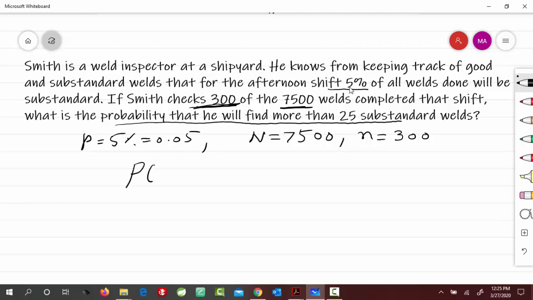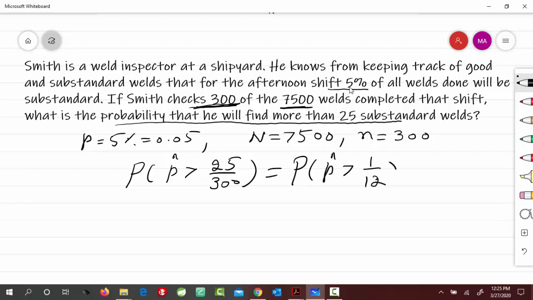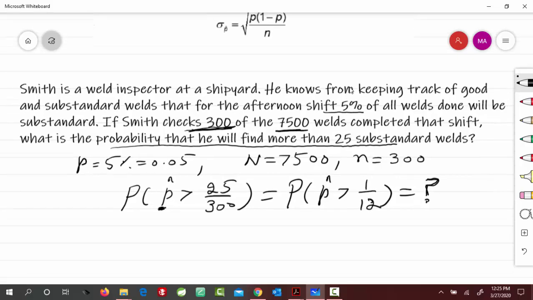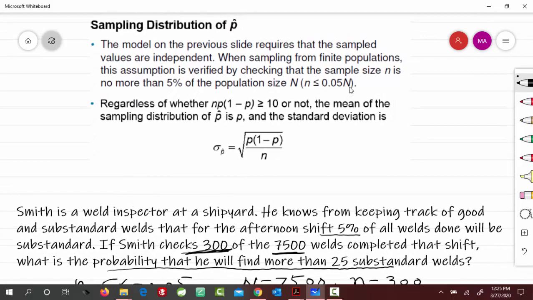So the probability that the sample proportion p hat is greater than 25 out of these 300, which is the same as the probability that p hat is greater than 1/12. So this is the probability that we have to find. Before we answer this question, we first have to look at the sampling distribution for p hat. This model would work if these conditions are satisfied.